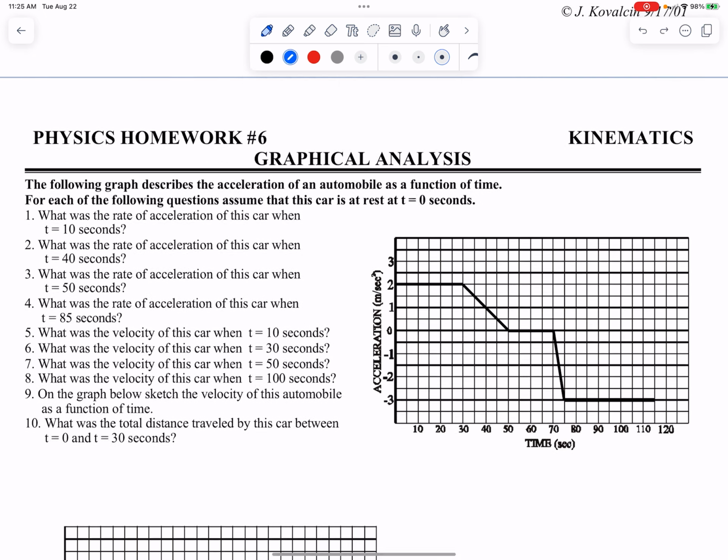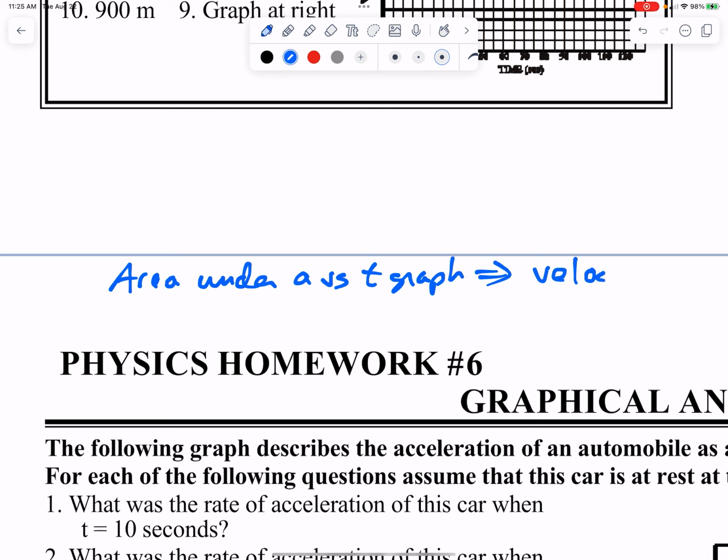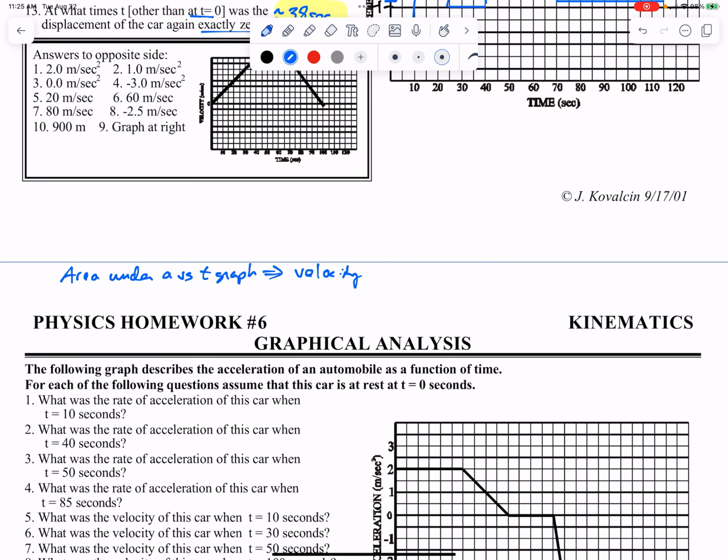But what else do you need to be able to do? Well, as it turns out, the area under an acceleration versus time graph gives you the velocity. Specifically, it gives you the change in velocity, but for now, it'll give you what the velocity builds up to, especially if we are starting a car at rest with no velocity at time equals 0.